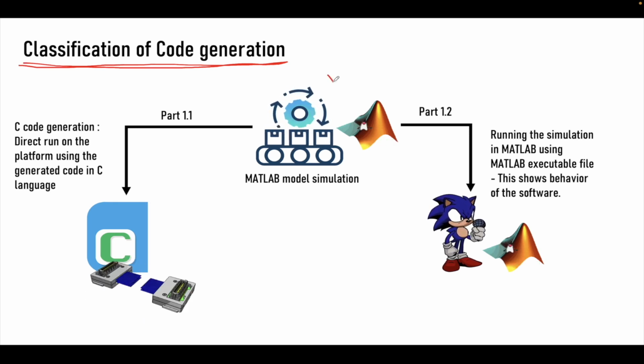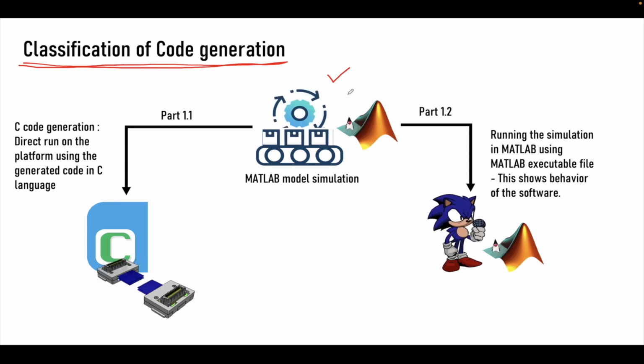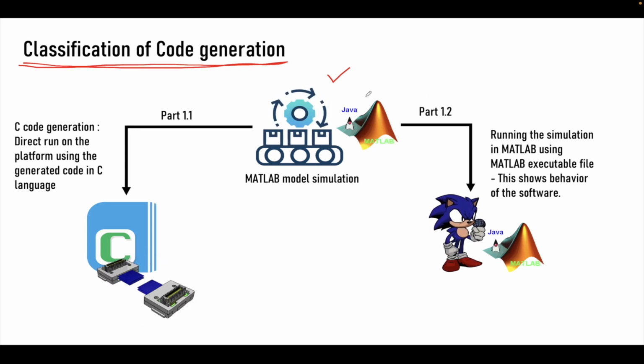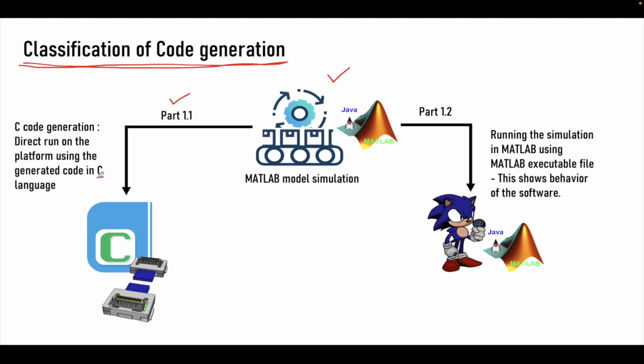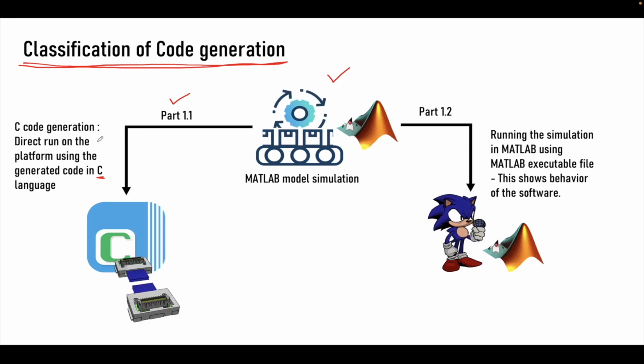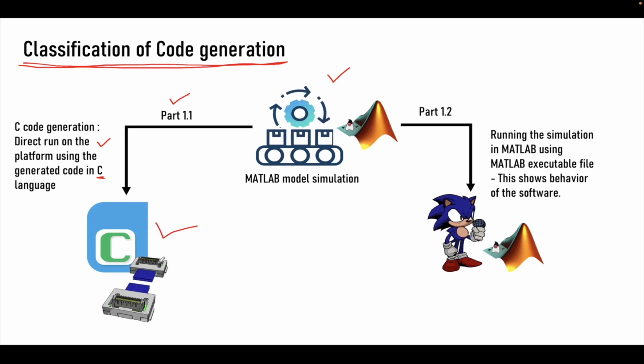Once you have the model ready and it is all verified with the requirement document and also tested in the MIL testing, then we can follow two workflows. The first is generating the C or C++ code directly from the model. Once the C or C++ code is developed, it will go for the SIL verification or SIL testing. And once it is verified, it will be implemented directly in a hardware platform and run directly on the hardware platform.